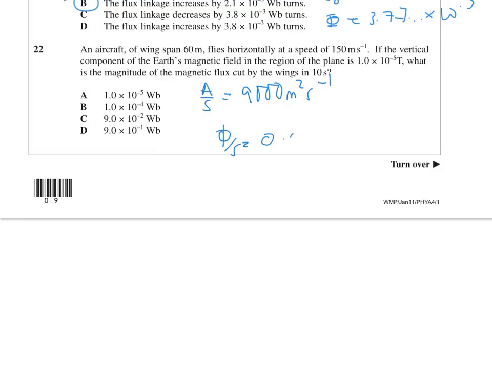So that's going to be 0.09, and it's done over 10 seconds, so that's going to give you 0.9, or 9 times 10 to the minus 1. So that's going to be that one once you multiply it by 10.